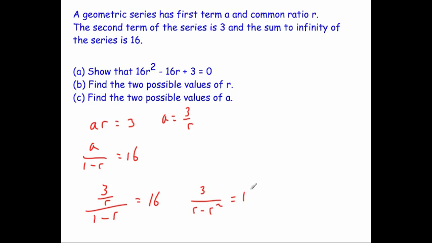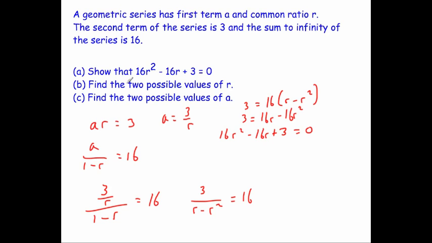And that equals 16. And now what we're going to do is bring the r minus r squared up. So that will give us 3 equals 16 bracket r minus r squared. And if we expand, we get 3 equals 16r minus 16r squared. And then bring them all over. I'm actually going to bring them all over to the left hand side. That will give us 16r squared minus 16r plus 3 equals 0. So we have shown what we've been asked to show in question A.